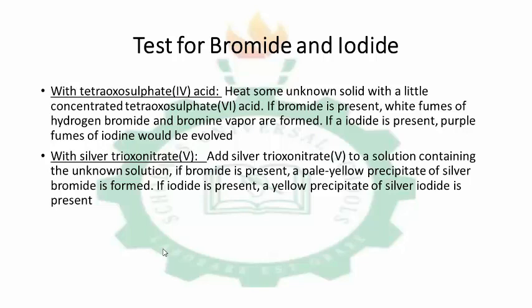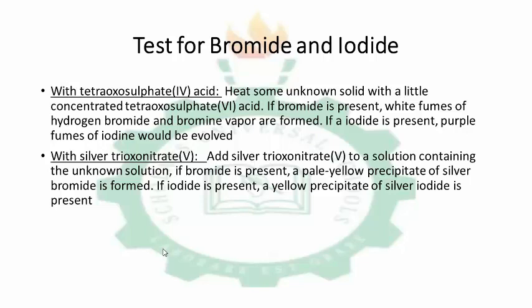Now with tetraoxosulfate(VI) acid, heat some unknown solid with a little concentrated tetraoxosulfate(VI) acid. If bromide ion is present in the solid, white fumes of hydrogen bromide will be formed and a reddish film of bromine vapor also will be formed. But if an iodide ion is present in the unknown solid, purple fumes of iodine gas will be evolved.